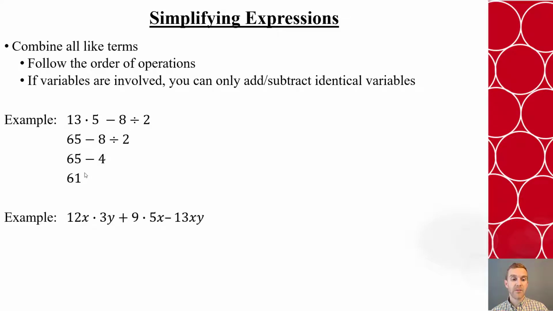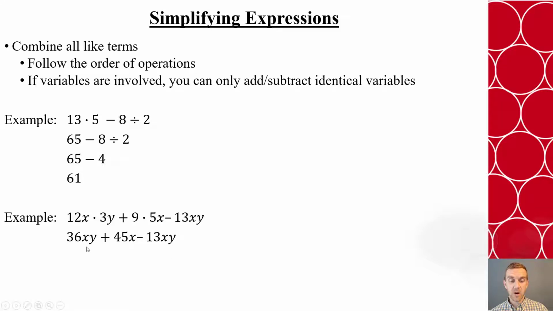Now what if we have an algebraic expression such as this, where we have 12x times 3y plus 9 times 5x minus 13xy. First, we're going to do all of our multiplication and division left to right. So here we have multiplication, and then we have another multiplication here. When we do that, 12 times 3 is 36, and then we have x times y. Then we have 9 times 5 is 45.